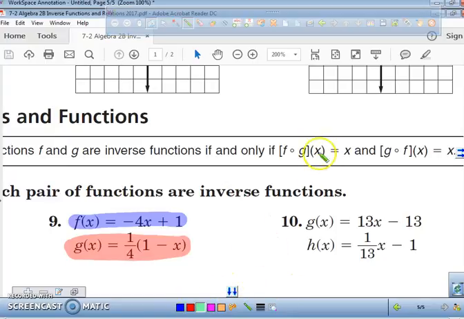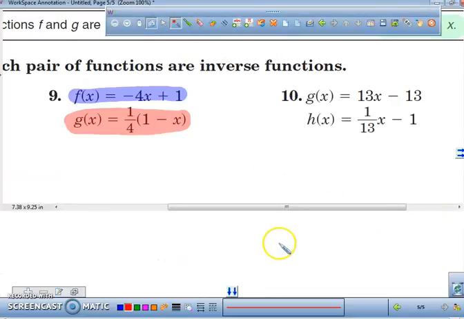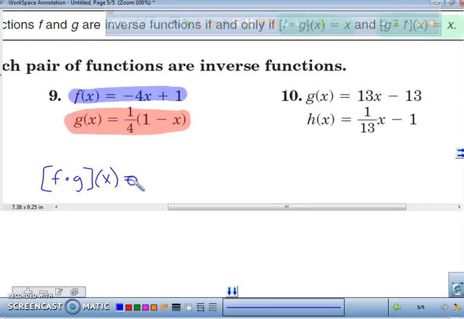Now you'll notice up here, if f of g of x equals x, and if g of f of x is equal to x, then they are indeed inverses of each other. So what I'm going to do right now is write f of g of x. Now what is f of x by itself equal to? F of x by itself is equal to -4 times x plus 1.